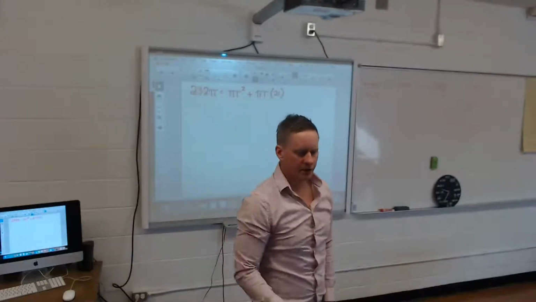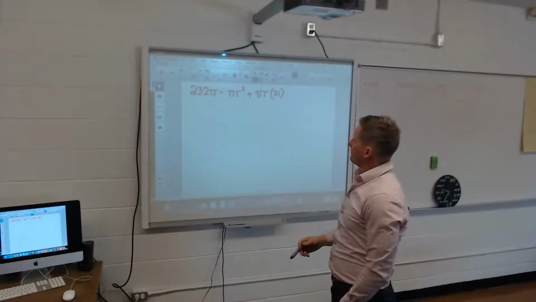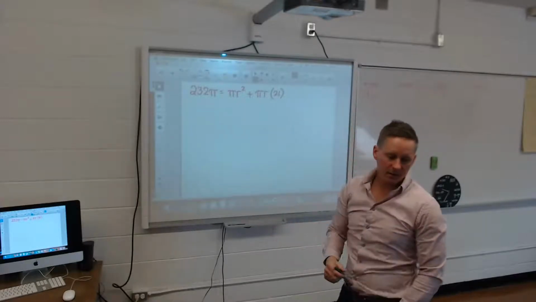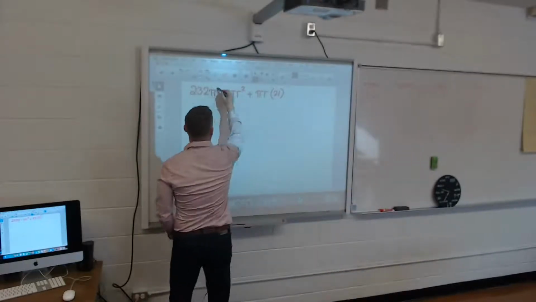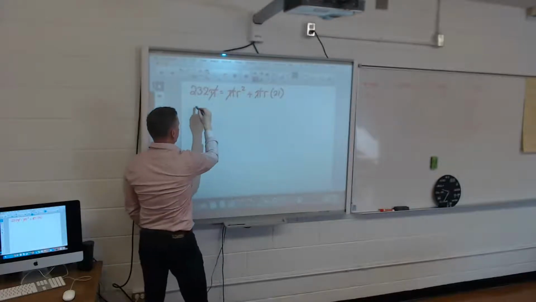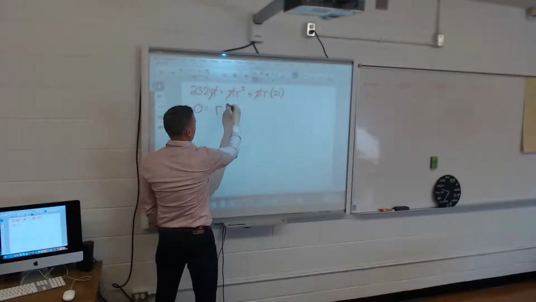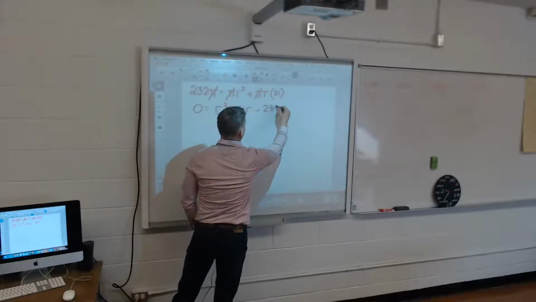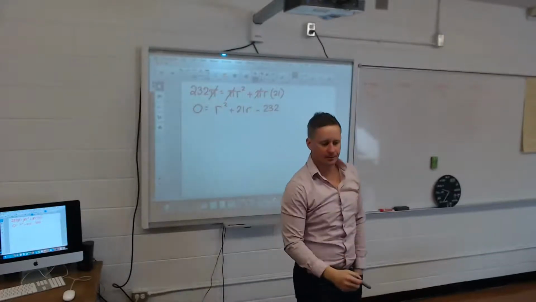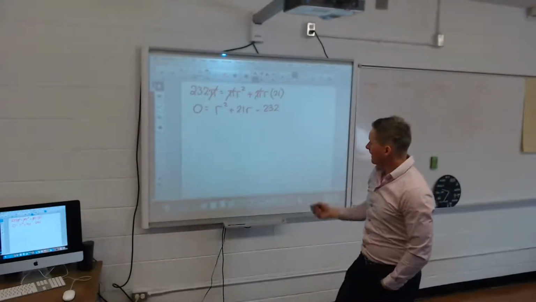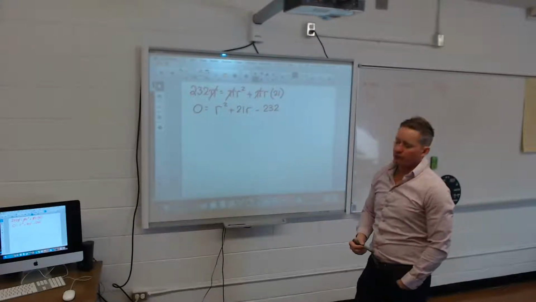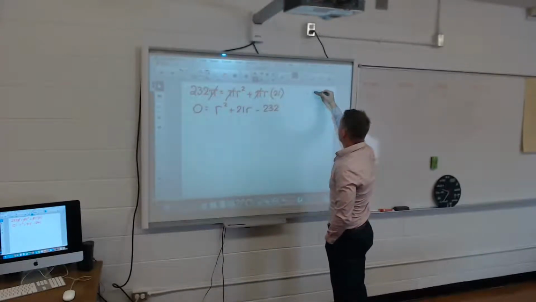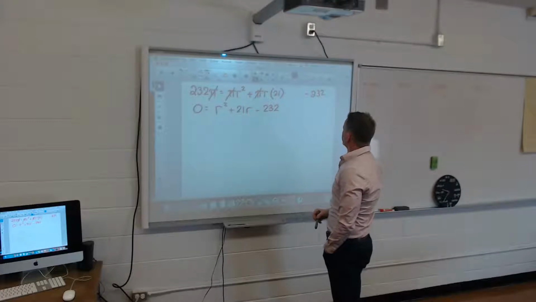Okay, so now the first thing that I'm going to do here is divide everything by pi, because each one has a pi. I want to get rid of it, and then I want to get it equal to 0. So cross out my pi, and then I'm going to go 0 is equal to r squared plus 21r minus 232. Okay, so now I need to find factors of 232 that add to give me 21, or negative 232. So I'm going to break this down.